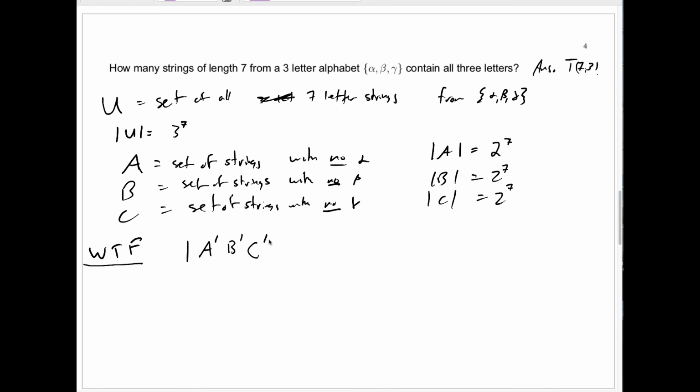And of course, we want to find the size of that intersection. Well, by De Morgan's law, the intersection of the complements is precisely the complement of the union. Well, what do we mean by the complement of the union? We mean, let me write this, A prime, B prime, C prime is the complement of A union B union C.